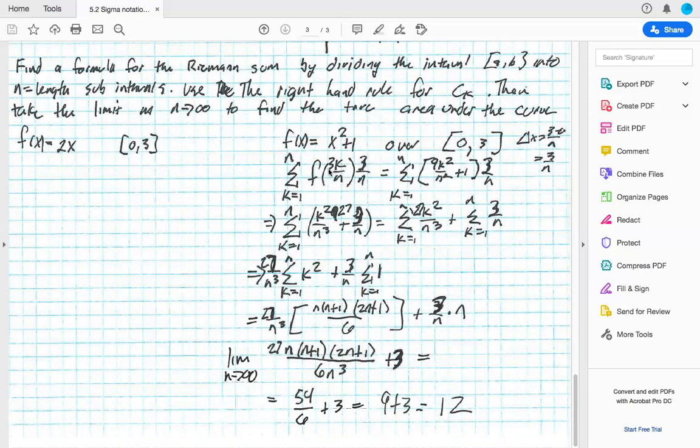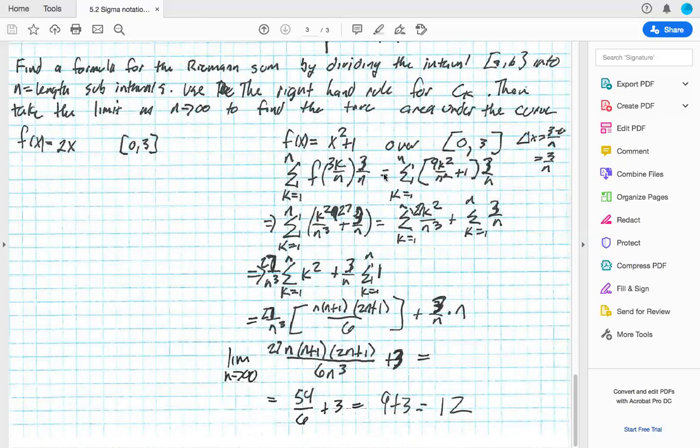Like we did in the last class, f of 3k over n, we're applying the function value. So now to get from here to here, I'm plugging this in for x right here. When I plug 3k over n into x squared, it's going to be 3 squared, which is 9, k squared, n squared, plus 1. That is, we've just plugged this into this function right here. That's what we have. So everything else is the same.